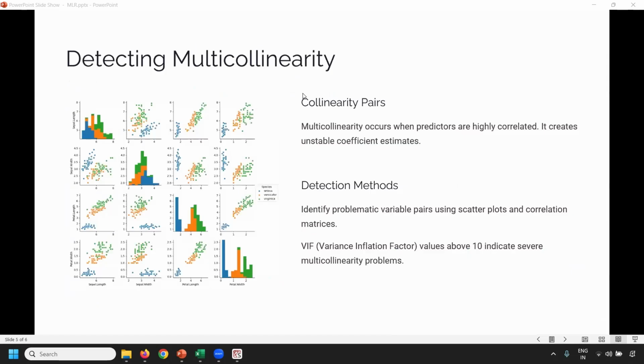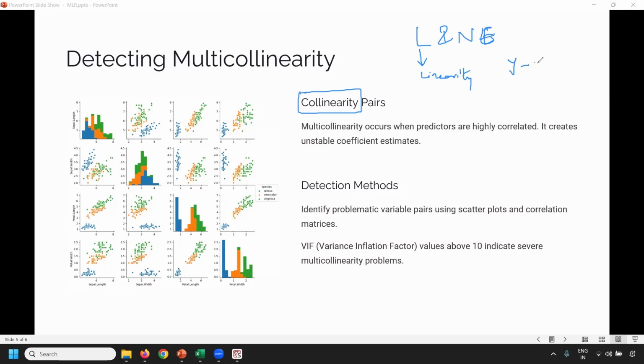We will talk about one very important point, which is called collinearity. What does this collinearity actually mean? If I talk about the assumptions, then we have LINE assumptions for linear regression. What does L stand for? Linearity.